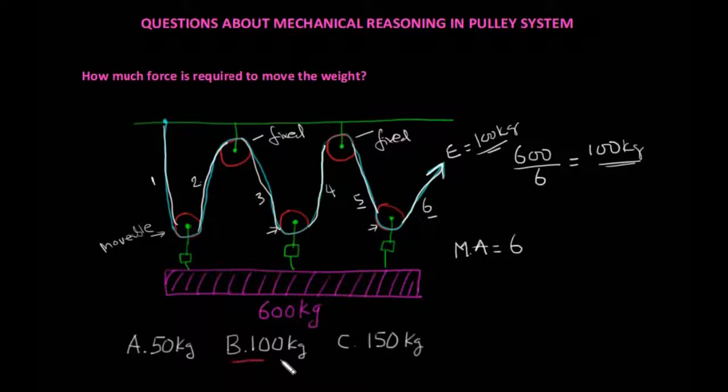Hence the answer is B, 100 kilograms. Always remember, the mechanical advantage of a given pulley system is equal to the number of ropes supporting the weight.